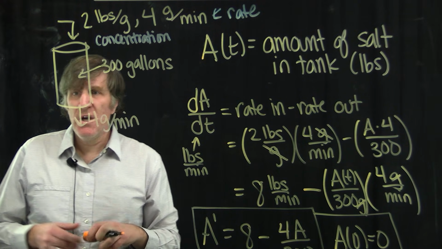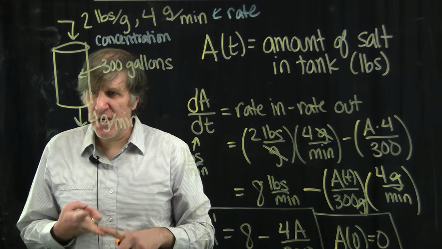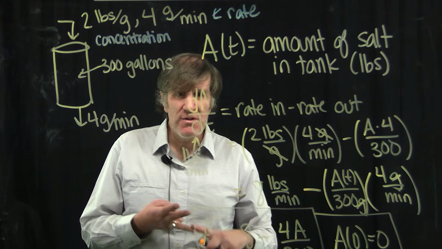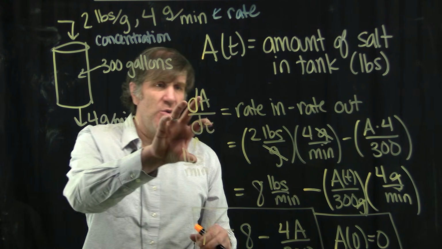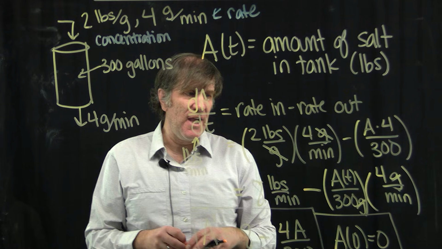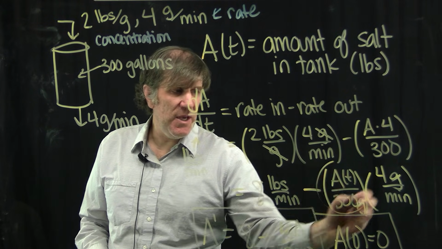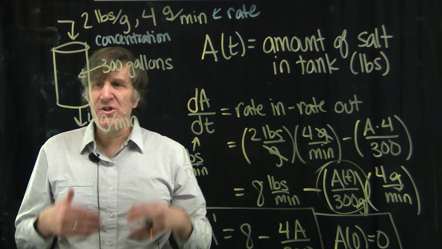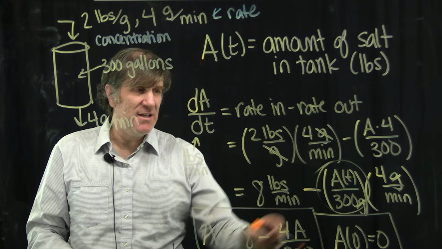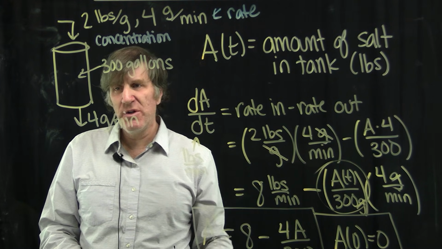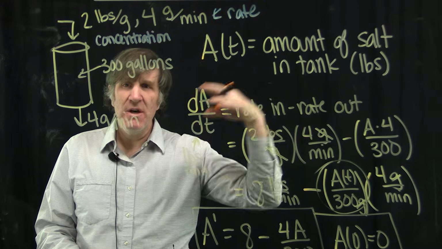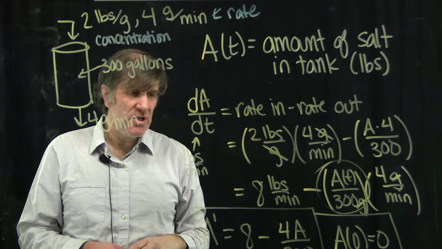We need to think about rates versus concentrations. We need to think about units, and the units are helpful. What units are we going for? How are these units canceling out? And then there's this key piece right here, where the concentration in the tank at time t is A of t over 300 gallons. That's pounds per volume, gives us the concentration, and then we're good to go.